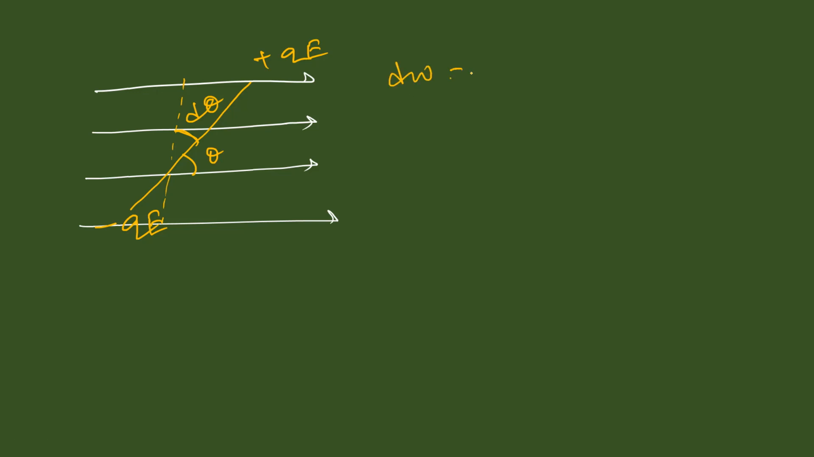So the work done is equal to the torque experienced by the dipole multiplied by the angular displacement. Here we'll integrate this expression and find the final expression of work done in rotating the dipole in an electric field. Integrating on both sides, the limits can be taken from 0 to W on the left, and on the right hand side from 0 to theta.